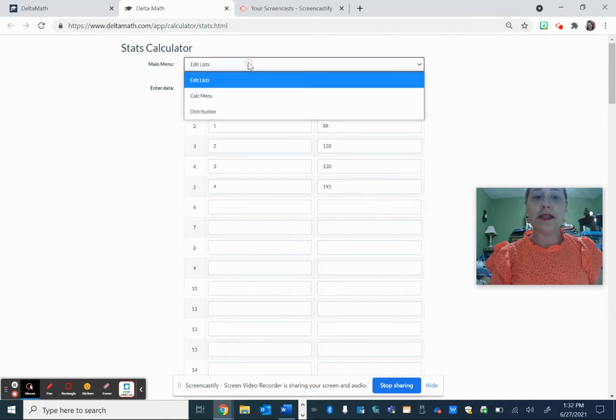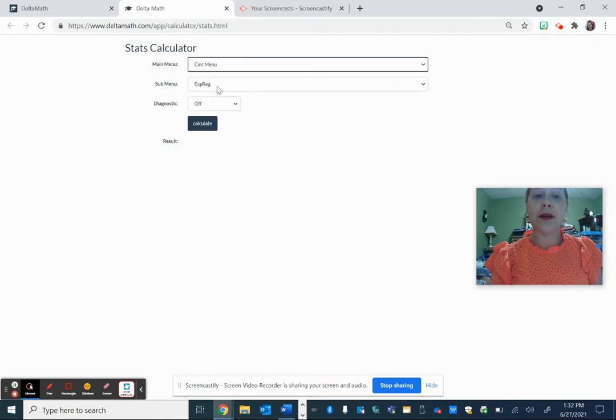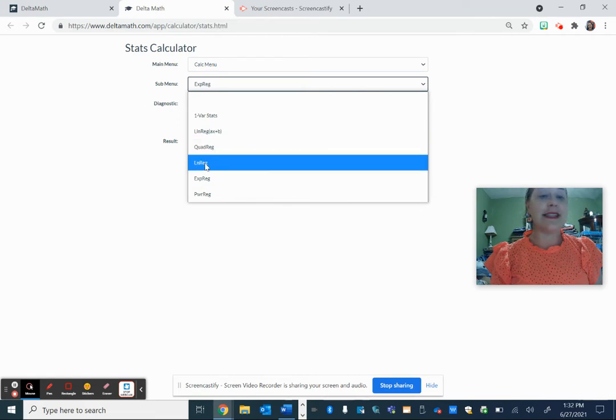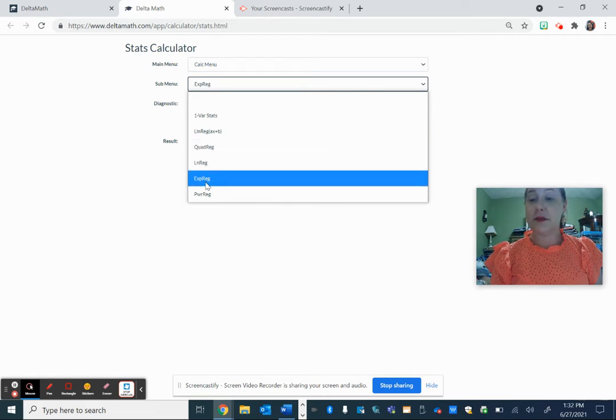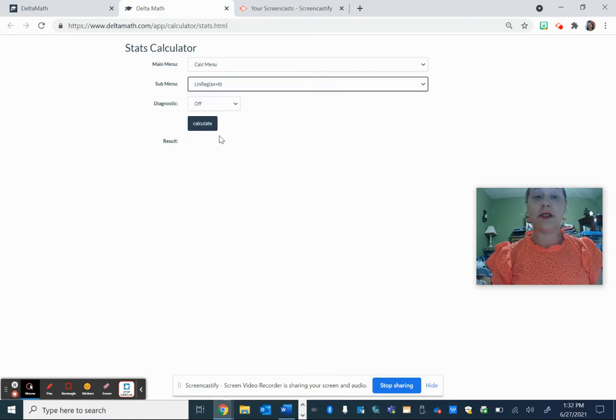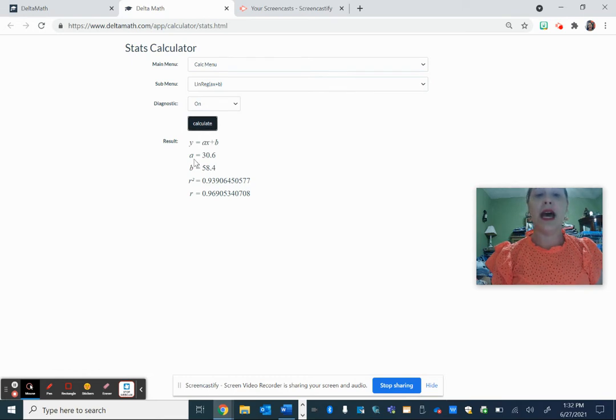Once I have them all typed in, I'm going to move to the calculator menu, and I'm going to choose linear regression. Notice I have linear, I have quadratic. This is not one that we use, and I have exponential, and we don't use this one. So I'm choosing linear. That's what they told me. I can turn the diagnostic on to see the R value, but I don't have to. All I want is the slope and the y-intercept, and these are they. It's a pretty good linear relationship.